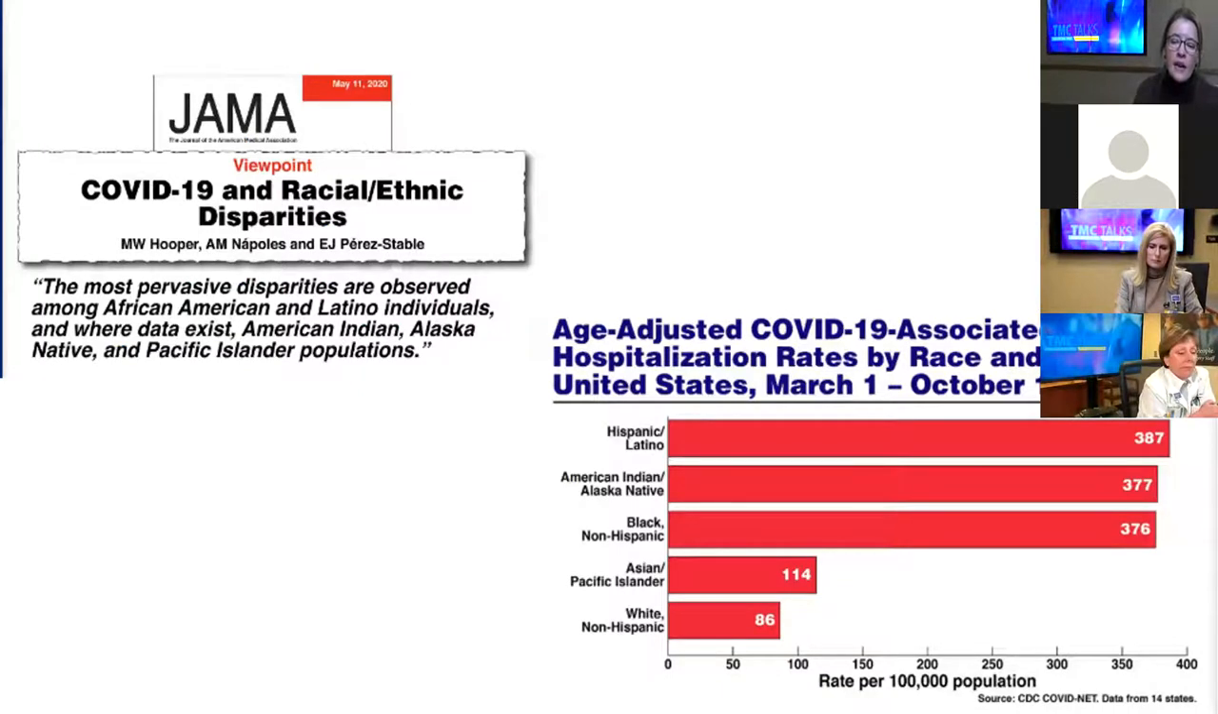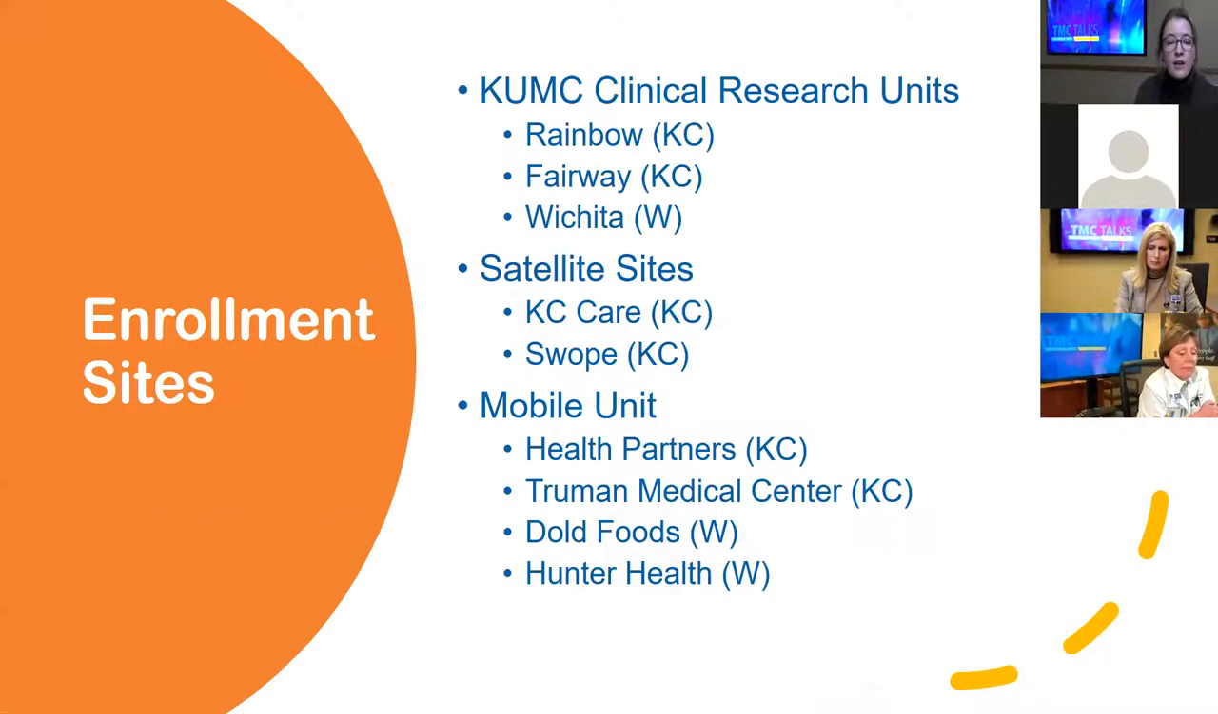And again, this is a slide highlighting what Dr. Jackson pointed out. Here are the age-adjusted COVID-19 associated hospitalization rates by race and ethnicity, and you can see that Hispanic, Latino, American Indian, and Black non-Hispanic by far outweigh the number of hospitalizations compared to white non-Hispanic. For that reason, our outreach efforts in doing this study in the Kansas City area have been to execute the study at the main campus in KU Medical Center at our Rainbow and Fairway facilities, as well as Wichita. But we're also trying to enroll participants in satellite sites to be able to reach underserved populations and populations that are high risk of infection.